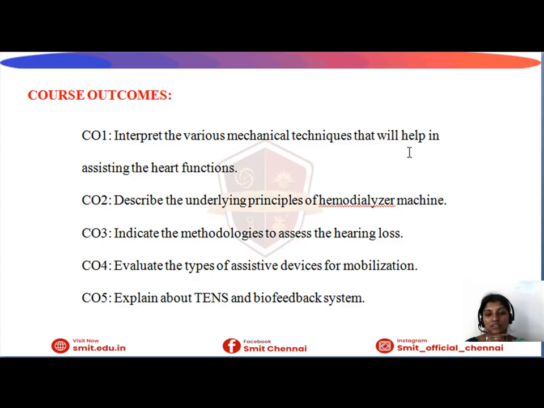And third one is to indicate the methodologies to assess the hearing loss. We will see the hearing aids in the third unit. And fourth is to evaluate the types of assistive technologies for mobilization, that is prosthetic and orthotic devices. And finally, we will see the TENS and biofeedback in the fifth unit.